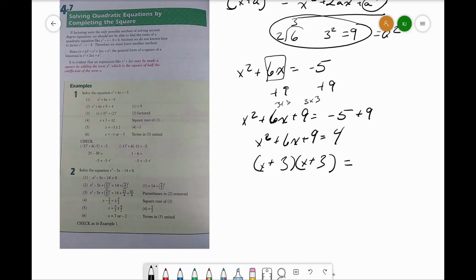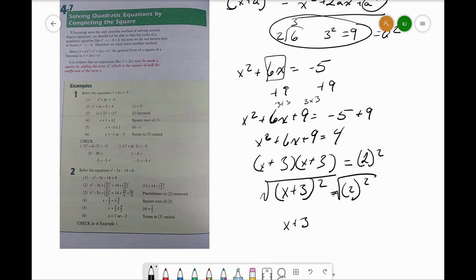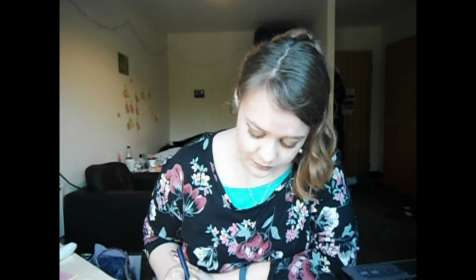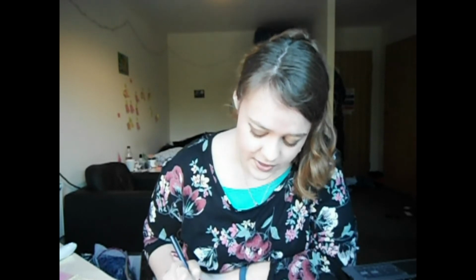And then 4 can be reduced down to 2 squared. So what we can do is rewrite this and say it's (x plus 3) squared is equal to 2 squared, because we want it in square form so that when we square root both sides, x plus 3 ends up equal to just 2. But we also want to make sure that we know that this is a positive and a negative 2, because both positive and negative 2 will get us 4 if we square them.